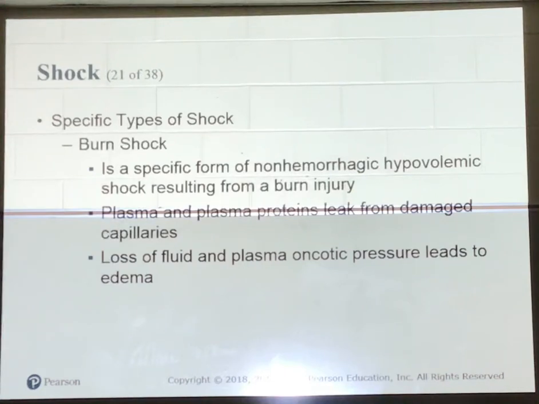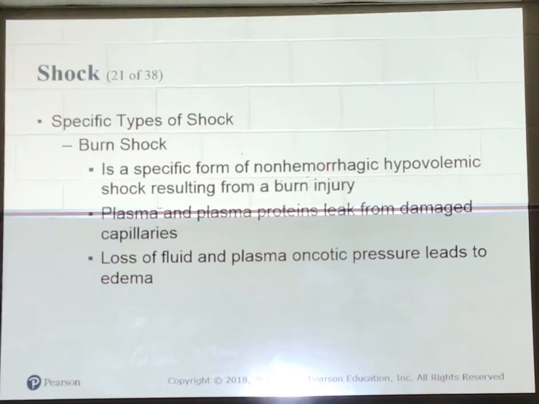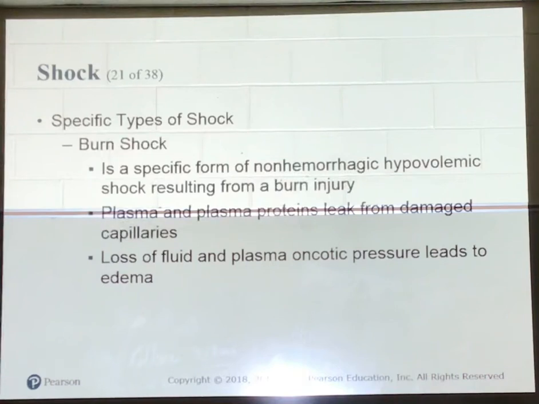All right? The push from hydrostatic pressure forces fluid outside of the capillaries and into the interstitial space. The damaged capillaries allow plasma proteins to leak out and collect in the interstitial space. The pull effect of the plasma proteins that are outside the vessel draws that fluid out of the capillaries and into the interstitial space and does not allow it to return. Okay? Some of those plasma proteins you can think about would be like sodium.